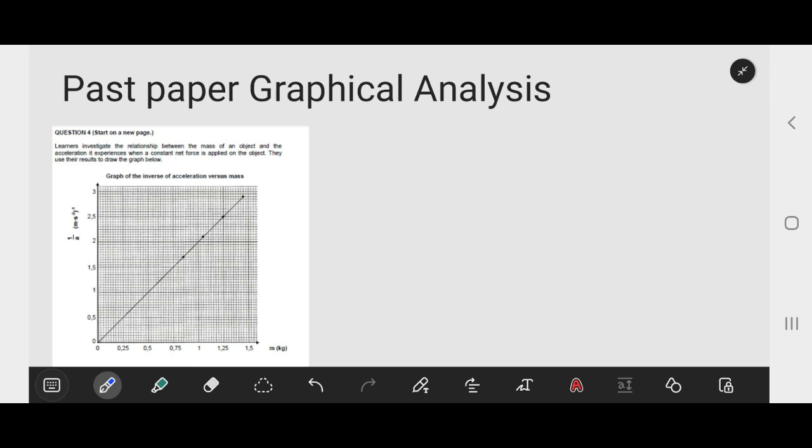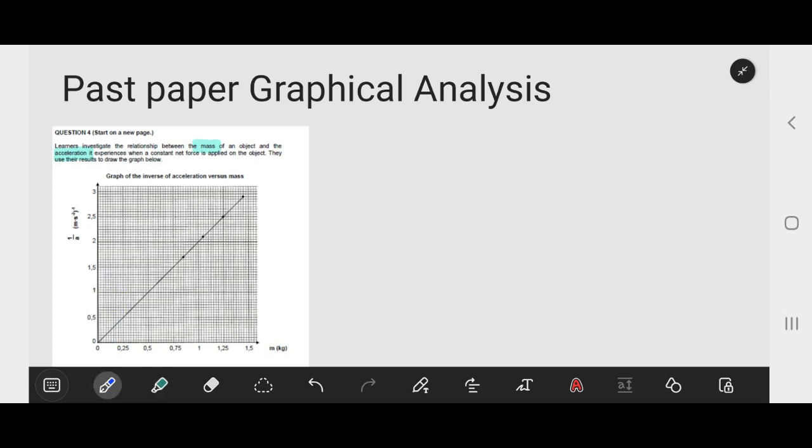Newton's second law. So the question says, learners investigate the relationship between the mass of an object and the acceleration it experiences when a constant force is applied on the object. They use their results to draw the graph below. So as you can see from that experiment, they are investigating the relationship between the mass of the object and the acceleration of the object.